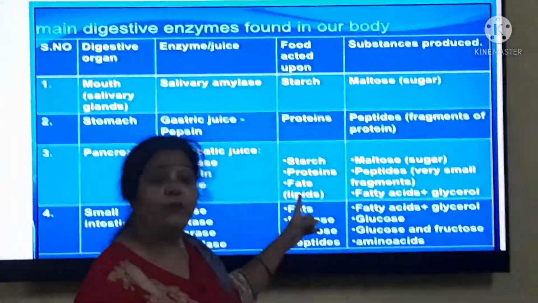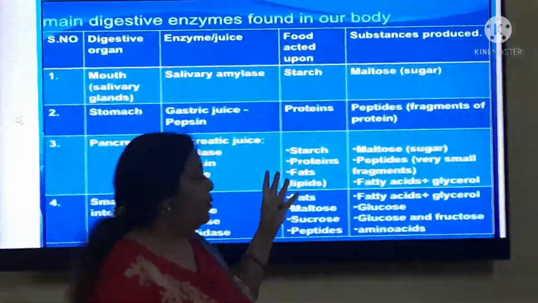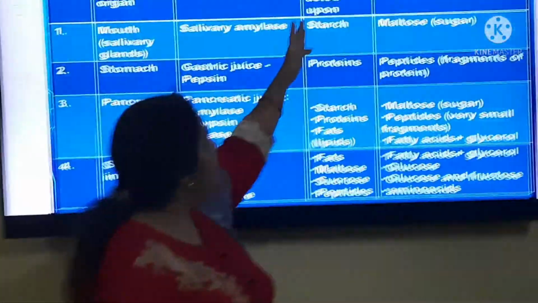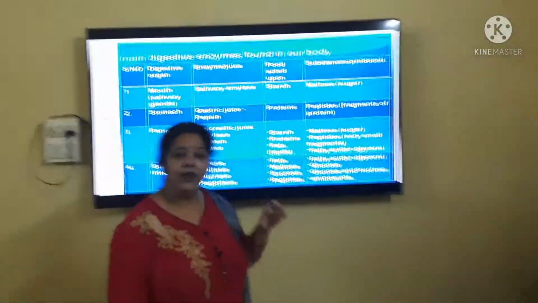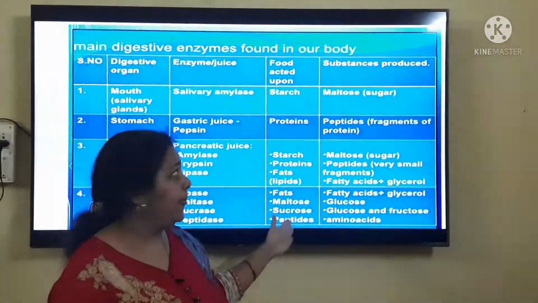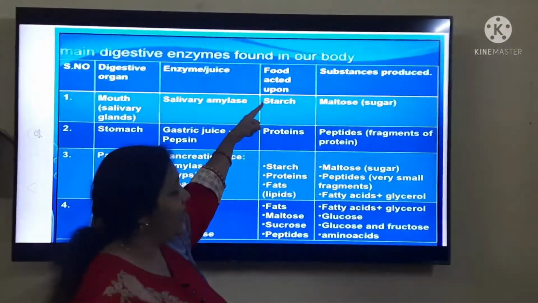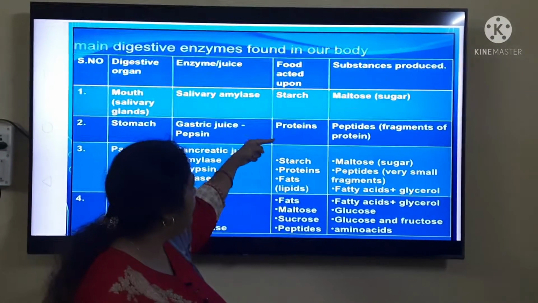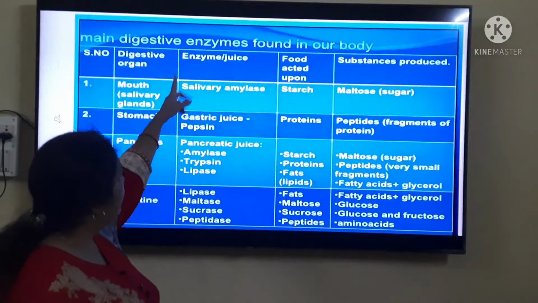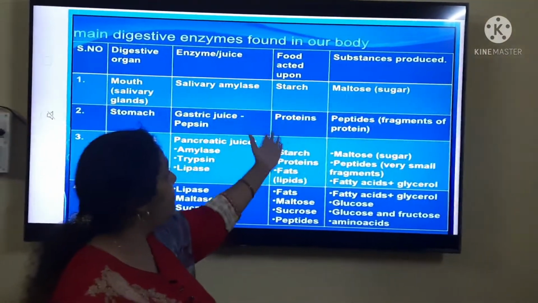See, there are so many components of food. We have studied in our 6th standard that proteins, starch, carbohydrates and all are the components of food, and these food items are acted upon by different enzymes at different places of the digestive system. So this is how you are going to make the complete chart of the food acted upon, that is starch, proteins, fats, lipids, and the enzymes and substances produced. Afterwards, what is going to be made out of it?